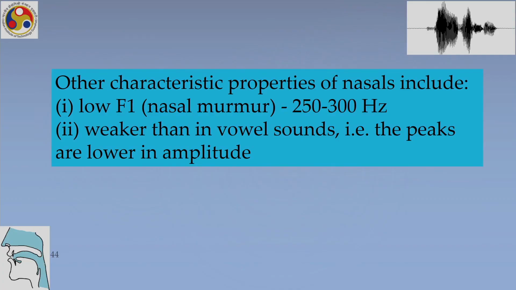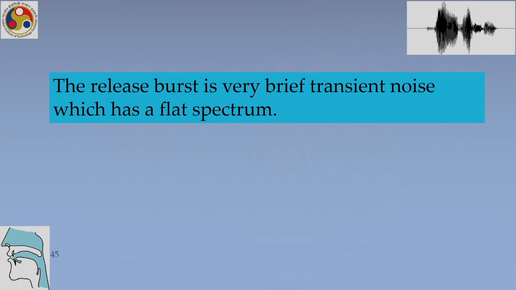The vocal tract filtering gives very particular properties to the nasals, which you will see as a low F1, and also very weak formants which are very low in amplitude, so they are not as dark as the formants that we normally see. That happens because of the tissues inside the nasal cavity which dampen the formants.